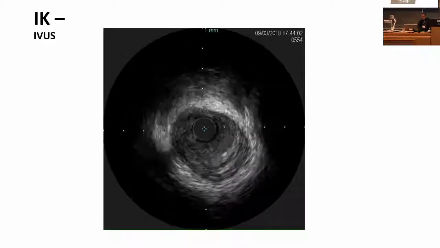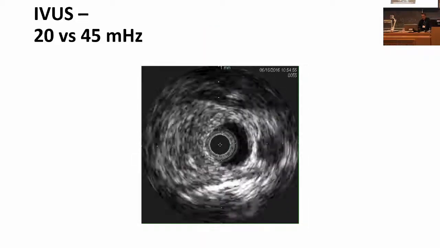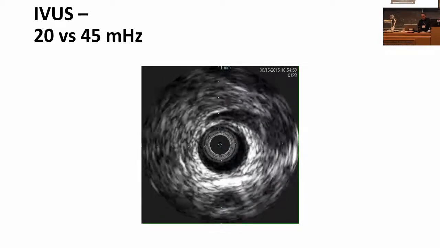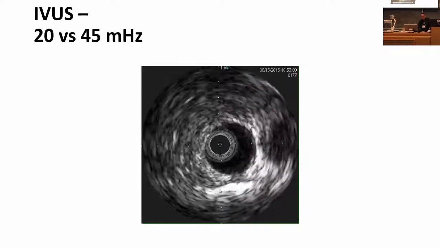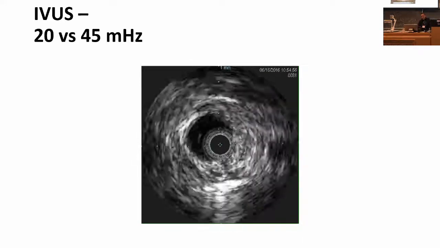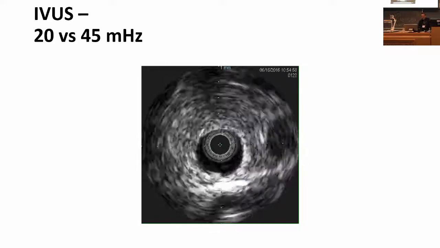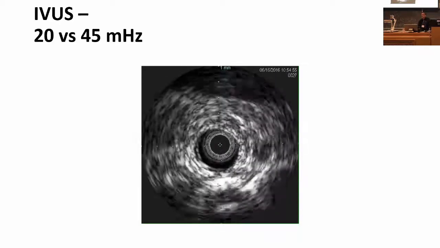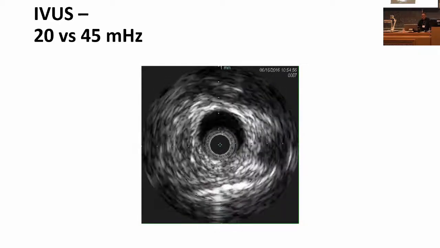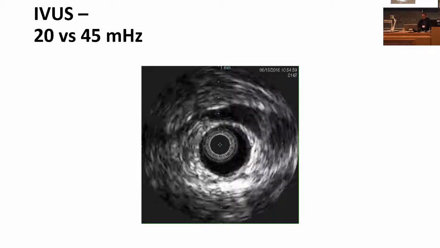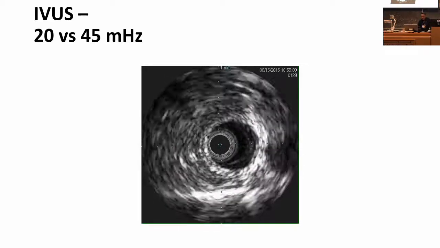But there are things that use 20 megahertz. In this case, you can see the vessels are not well seen. You can still make the diagnosis. You see the hematoma eventually appear here, but the quality of the images is way less. This is 20 megahertz. So I just want people to pay attention to this. If you're going to use IVUS, you should use a higher megahertz, and that gives you a better resolution, better picture.